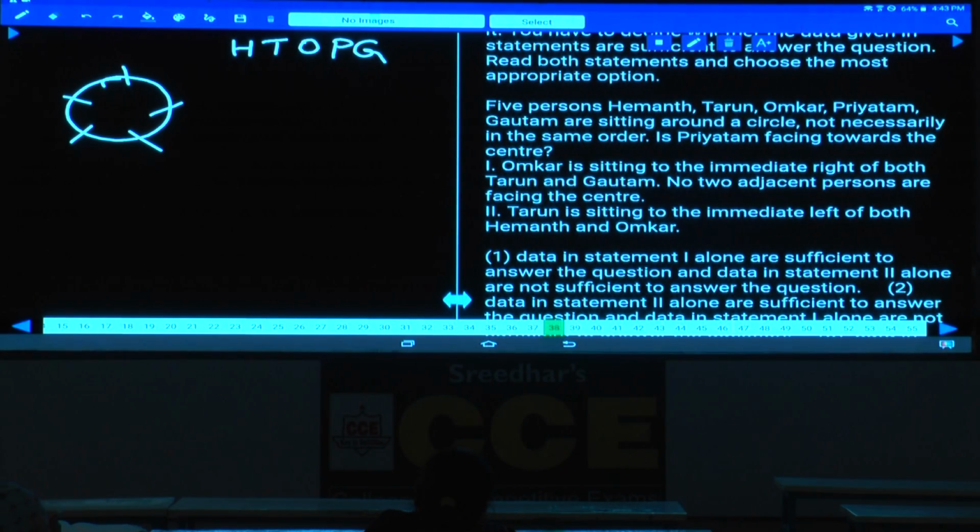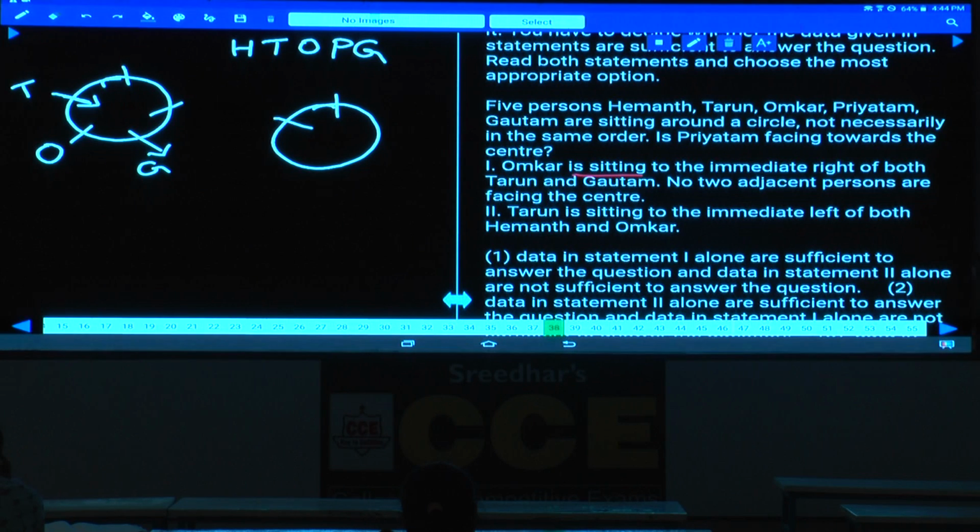Then condition number 1: Omkar is seated to the immediate right of both Tarun and Gautam. Now Omkar is sitting to the immediate right of both Tarun and Gautam. If Omkar is here, then of Tarun and Gautam, one person must be towards the center and another person must be away from the center. If Tarun is here, then who is the other person here? Omkar is to the right of both Tarun and Gautam, so he will be here. And what is the second case?